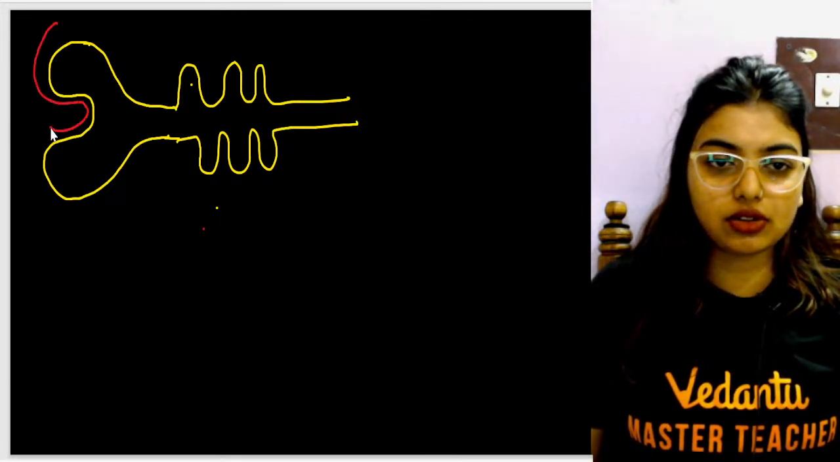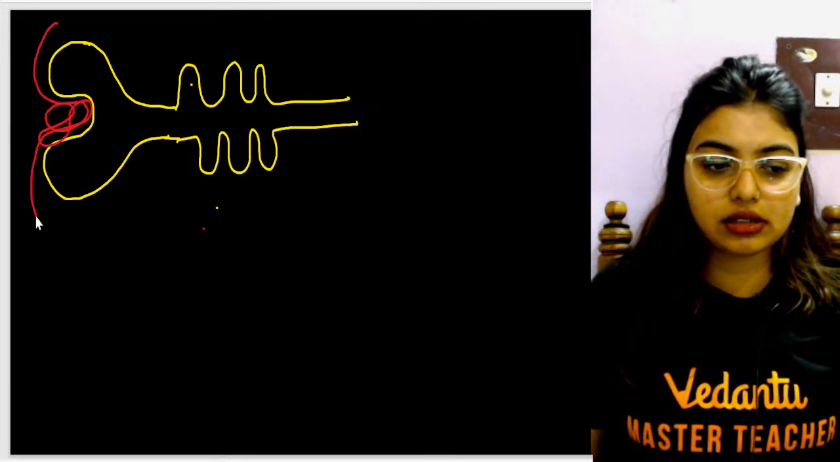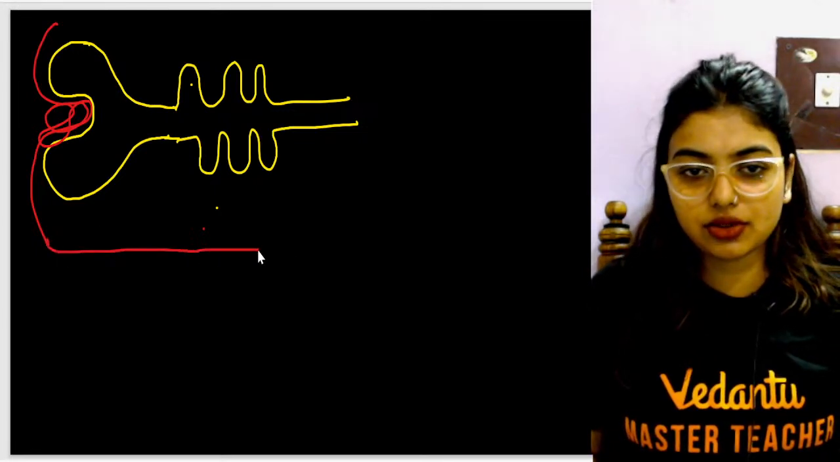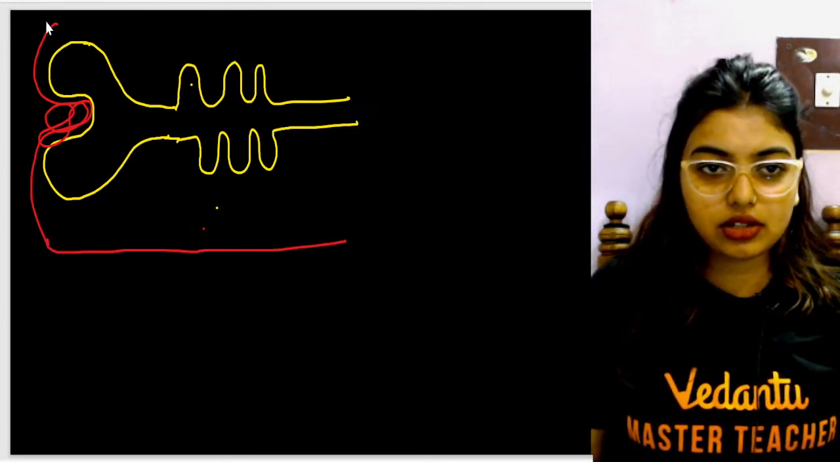So this is your glomerulus. Now this is the blood vessel which is going downwards. Got it?